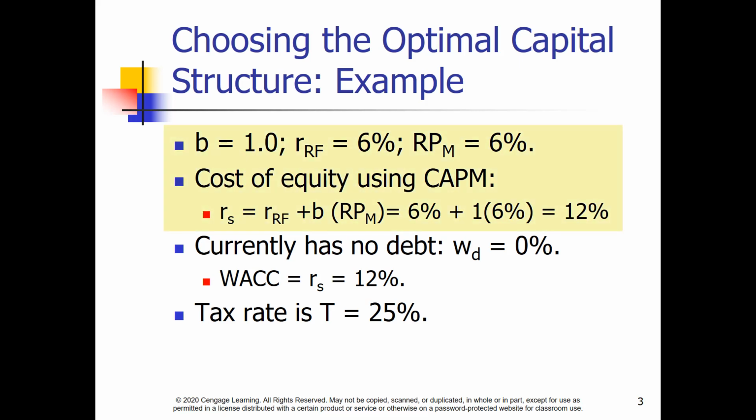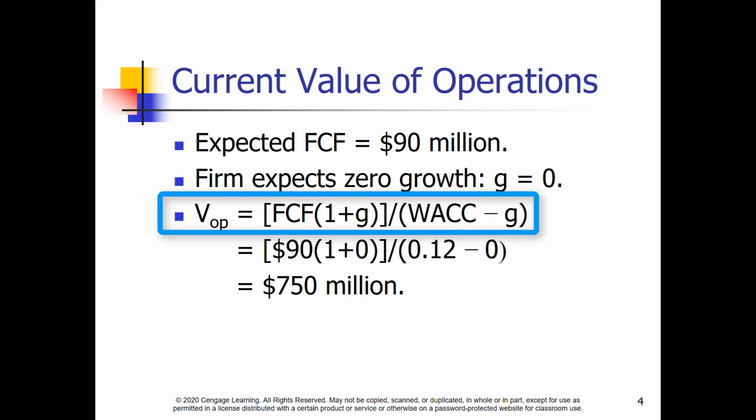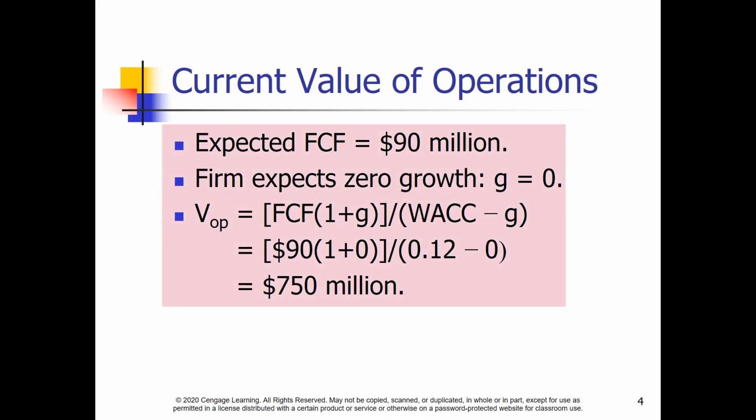Cost of equity using CAPM. Beta is 1, risk-free rate is 6, market risk premium 6, required return on equity 12%. Pizza Palace currently has no debt. Their cost of capital is the cost of equity, 12%, tax rate 25%. Using the free cash flow valuation model, expected free cash flow of $90 million, no expected growth, and a cost of capital of 12%, we arrive at a value of operations of $750 million.